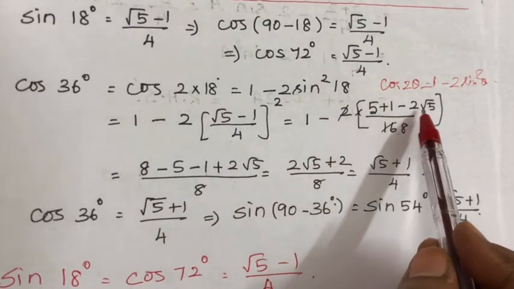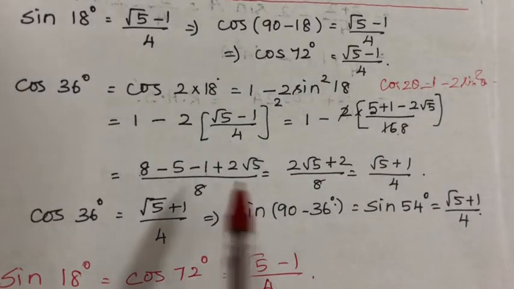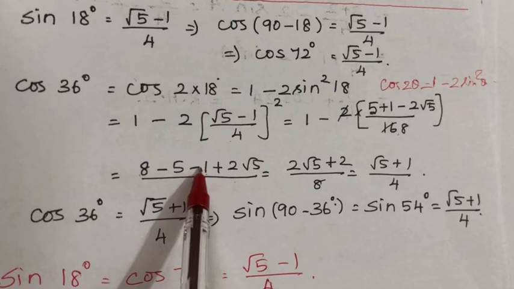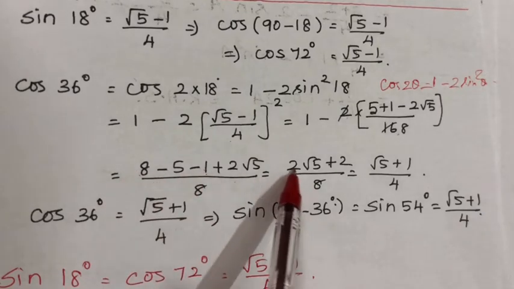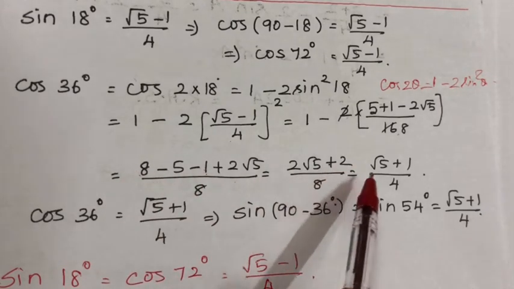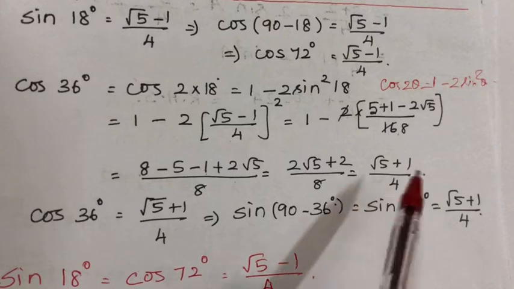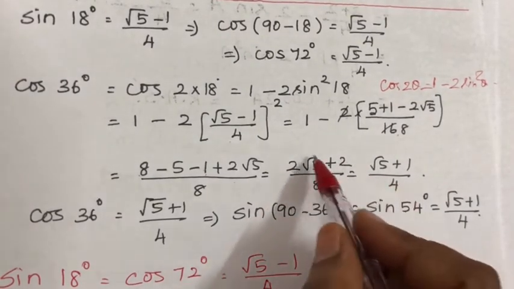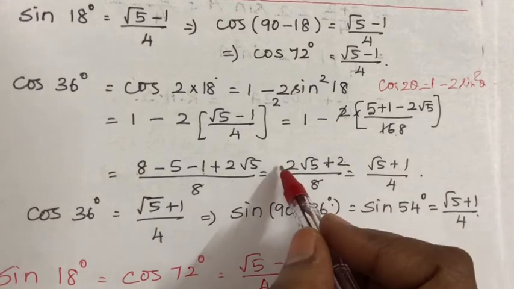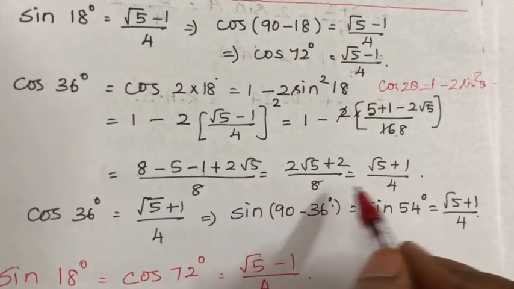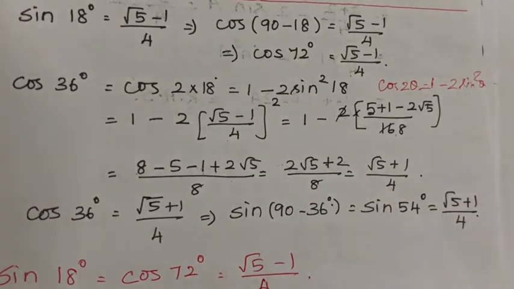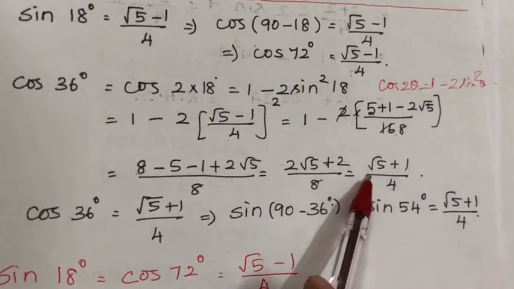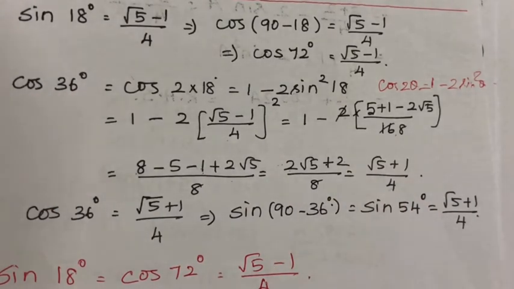This is 6 minus 2 root 5. Okay. So, 8 minus 1 minus 5, so it is 2. So, 2 root 5 plus 2 divided by 8. Similarly, we can take 2 common. So, in the numerator, root 5 plus 1, that 2 divided by 8 is equal to 4. Isn't it? So, cos 36 is root 5 plus 1 divided by 4.